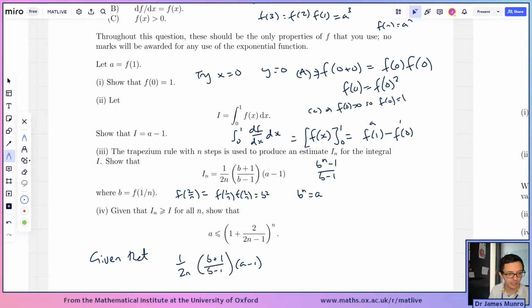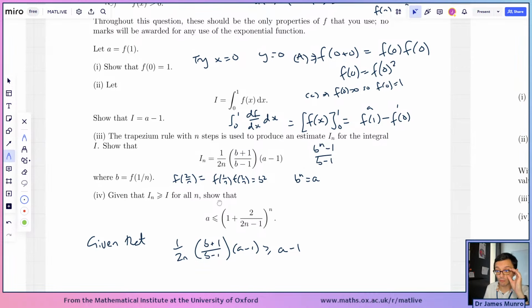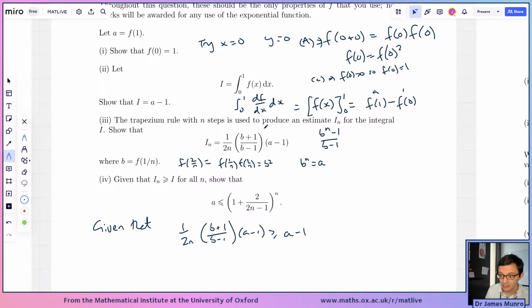Part 4 specifically. Inequality construction. The request from chat is to talk about inequality construction. Right, so I'm not allowed to use very many facts for this one. All I've got really is the previous parts of the questions, and I've been given this fact that I_n is bigger than I for all n.